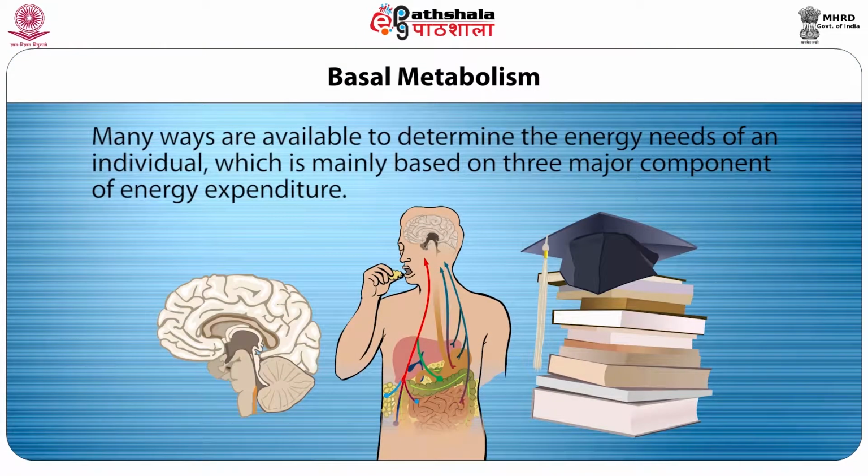The energy value of food is easily estimated by using the table of food composition or a computer or using various apparatus like bomb calorimeter. Like that, many ways are available to determine the energy needs of an individual, which is mainly based on energy output. To estimate the energy output, it is essential to compute the amount of three major components of energy expenditure.